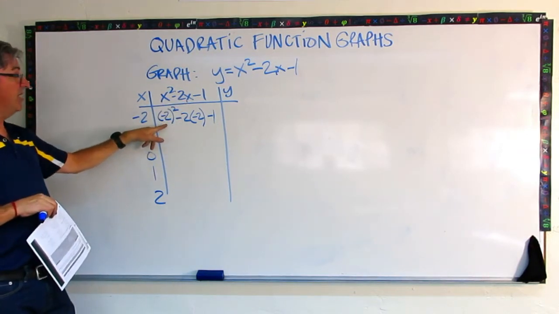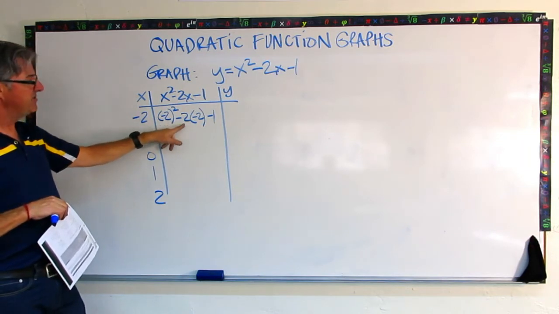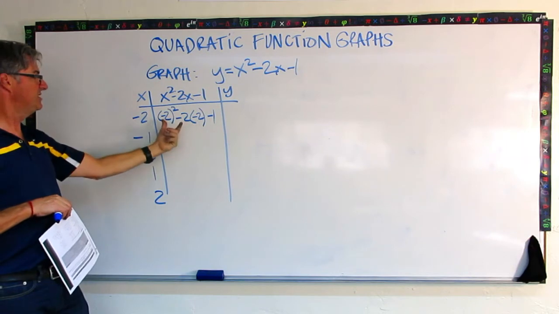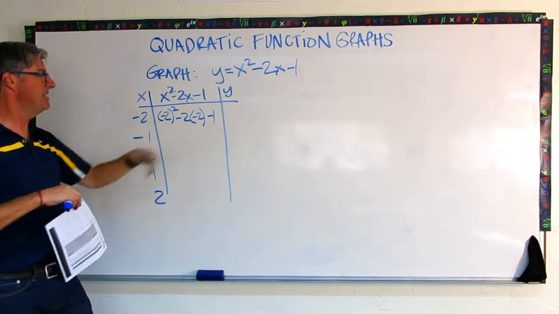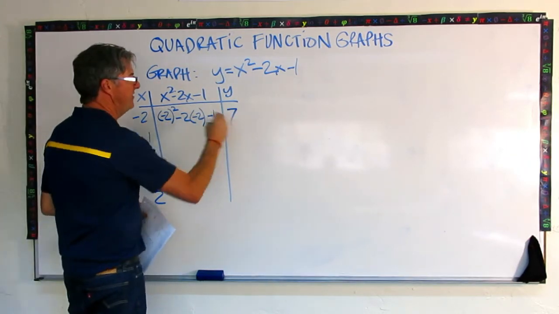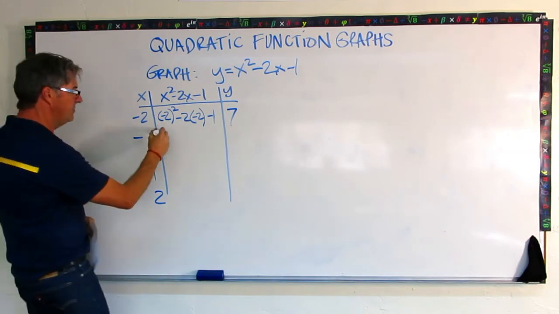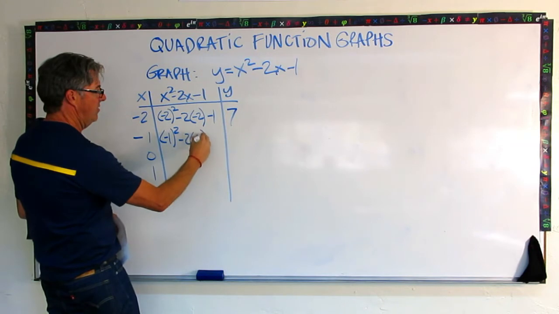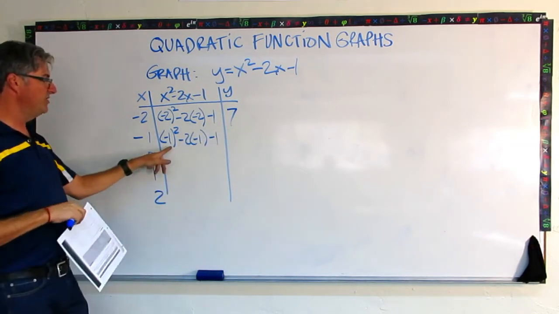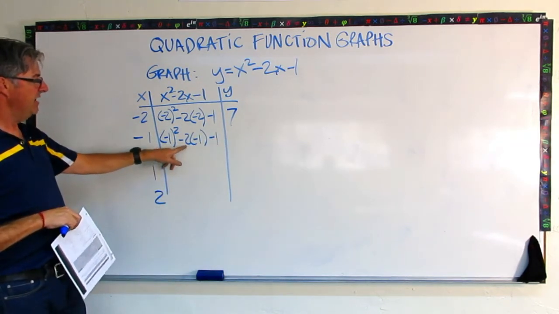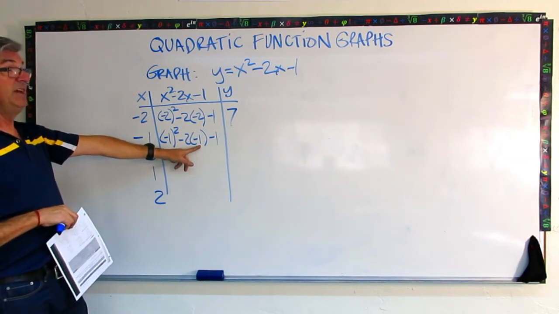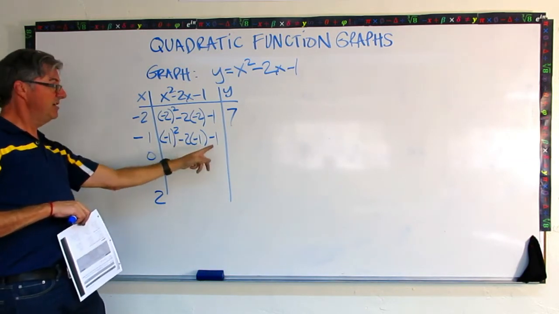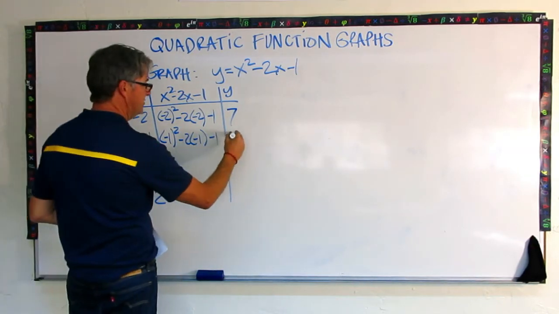So minus 2 squared is 4. Minus 2 times minus 2 is also 4. So this is 4 plus 4, that's 8. Minus 1 leaves me with 7. Now we'll do the minus 1 with the plug-in. Minus 1 squared is 1. Negative 2 times negative 1 is positive 2. So this becomes 1 plus 2, which is 3. Minus 1 leaves me with 2.